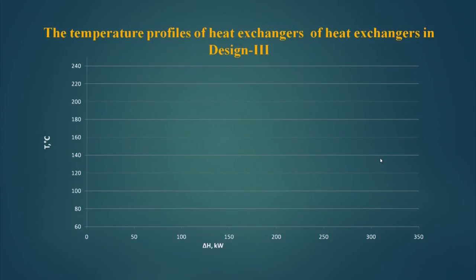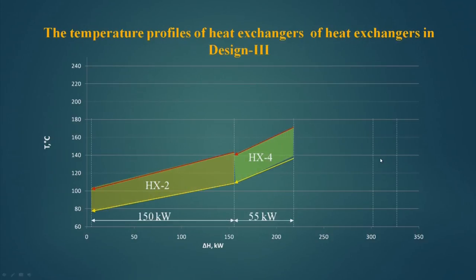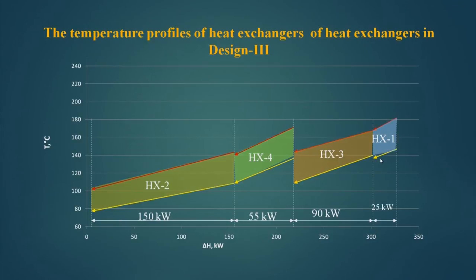Similarly, if we go for the third design, it has 4 heat exchangers, heat exchanger number 1, 2, 3, 4, and 1 has a capacity of 25 kilowatt, 2 has 150 kilowatt, 3 has 90 kilowatt and 4 has 55 kilowatt. And their input output temperatures are shown.